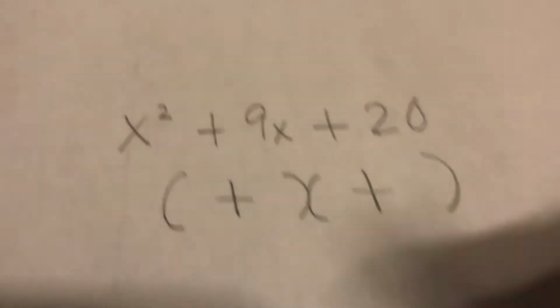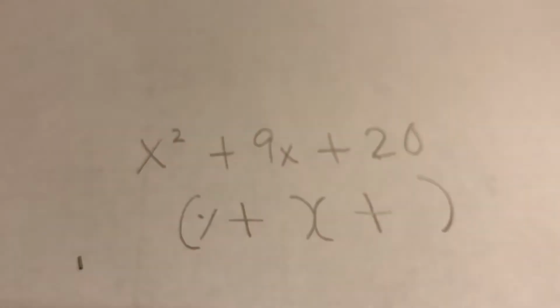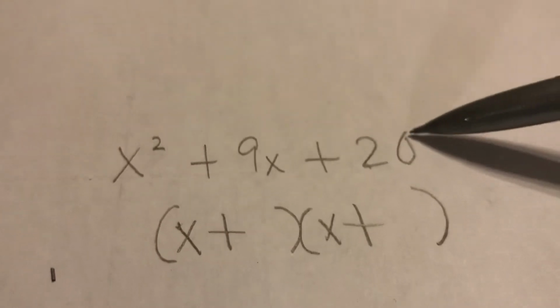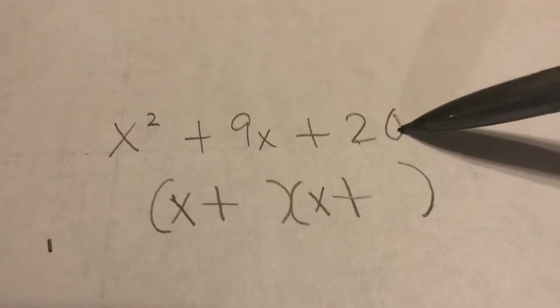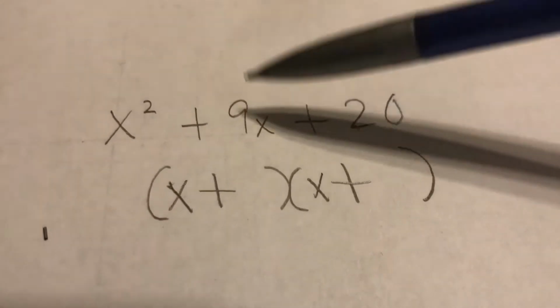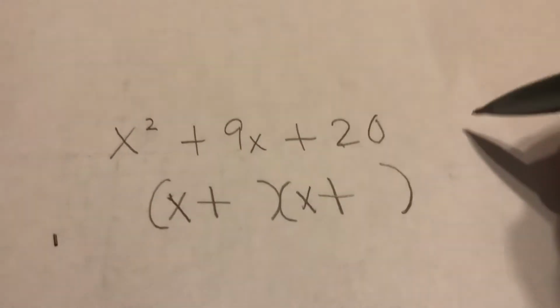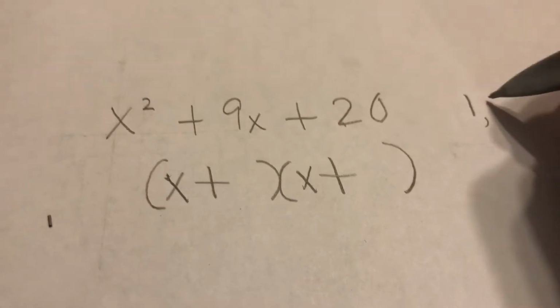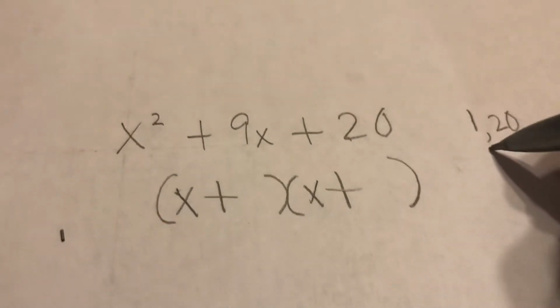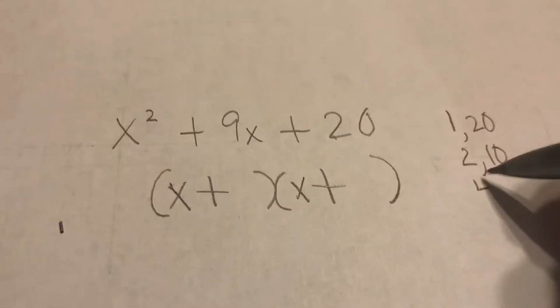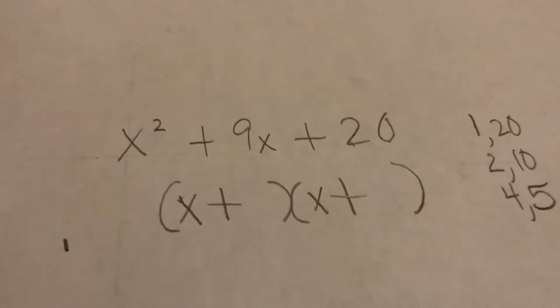And we can break down that x squared into our first terms, which would be x times x. And then we needed two factors of 20 that when we added them would give us 9. You could either do this in your head. You probably wouldn't list them. You could do 1 and 20. That one doesn't work because that's 21. 2 and 10 is 12. And then you get to 4 and 5. Well, 4 plus 5 gives me 9.